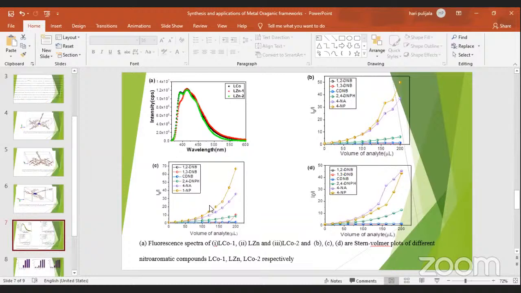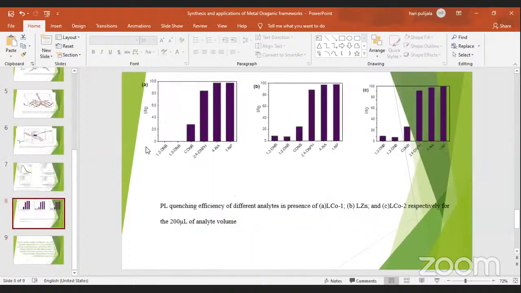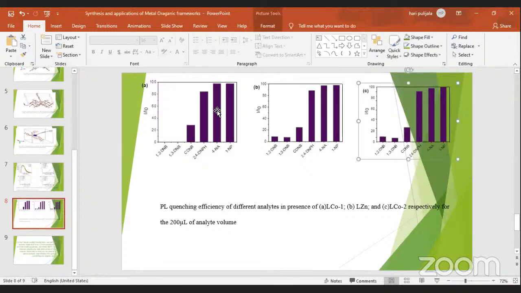Next, these are the quenching studies of the three compounds. This is the compound 1 quenching study, this is the compound 2 zinc quenching study, and this is the compound 3 quenching study. The quenching studies also gave evidence for these compounds. Nitroaniline and nitrophenol show the maximum quenching, up to the 85 to 90% region.